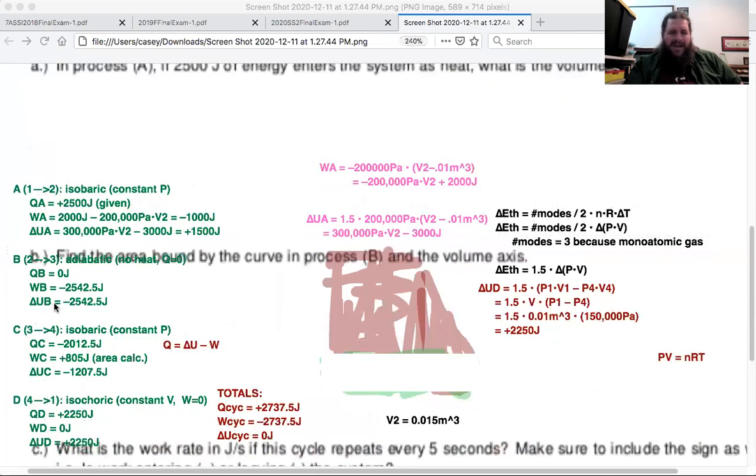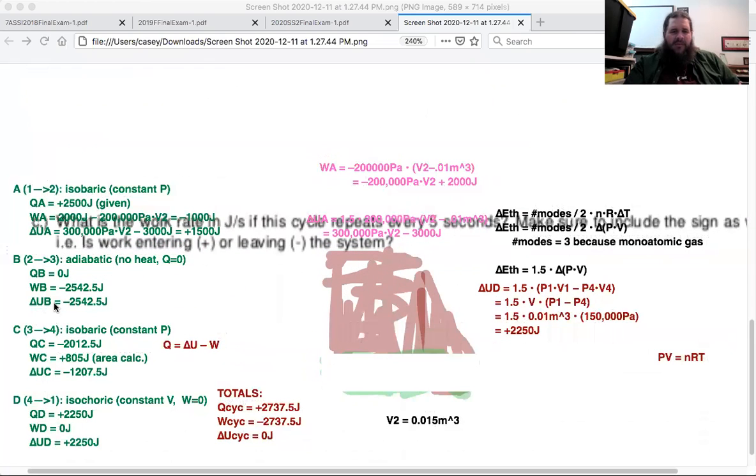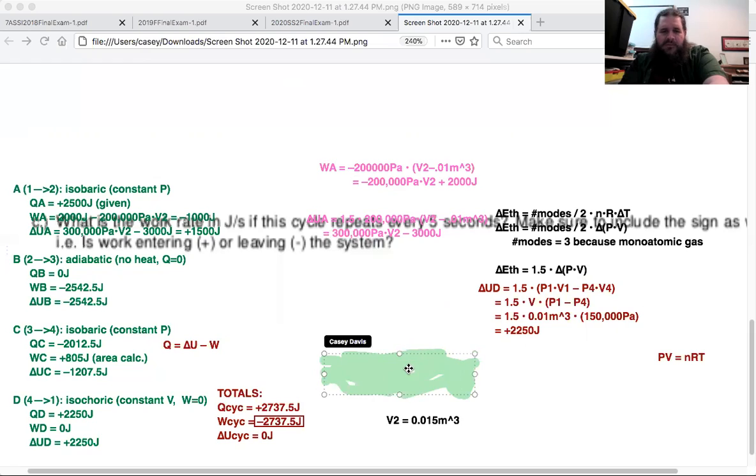What's the work rate? That is how much work per second, how many joules per second, if this cycle repeats every 5 seconds? Well, we know the amount of work per cycle, right? We've got negative 2,307.5 joules per cycle. If the cycle repeats every 5 seconds, so 5 cycles per second, let's see if we can write that in terms of joules per second.